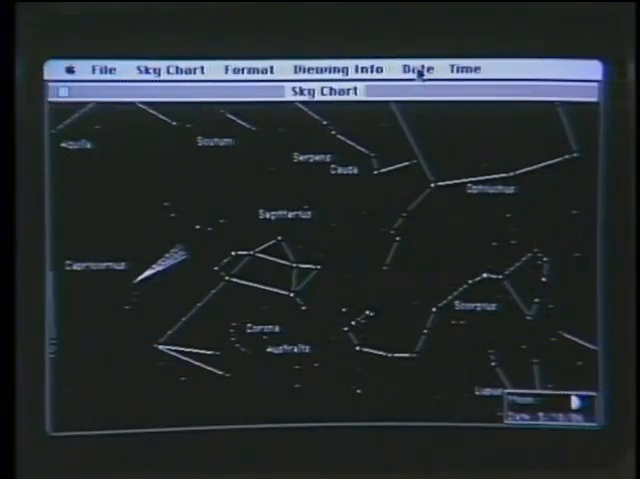Welcome to the Computer Chronicles. I'm Stewart Cheifet, and this is Gary Kildall. Gary, this is a program called Comet Halley from Great Wave Software, and it helps us find where the comet is in the sky at any one time. You can see there's the comet with its tail right now, right near Sagittarius.